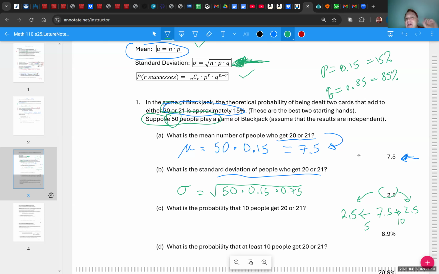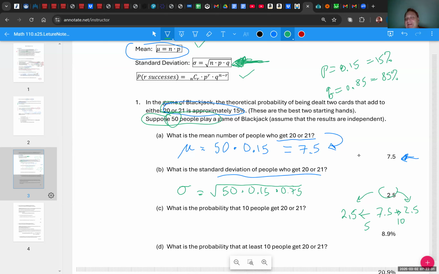I think I said that wrong. Okay, most of the time, 68% of the time, we would have between 5 and 10 of these great starting hands. I think I said it backwards before, so let me say it one more time just to clarify. I'm taking the 2.5 and adding and subtracting it, and I get 5 and 10, right?